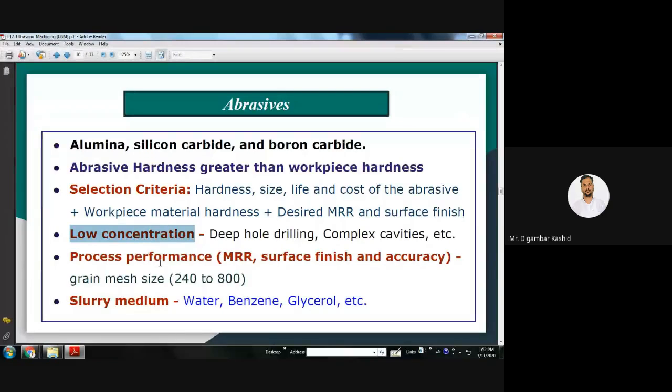The question arises: how to evaluate performance? We evaluate material removal rate, surface finish, and accuracy. From these parameters, we evaluate the performance of the process.